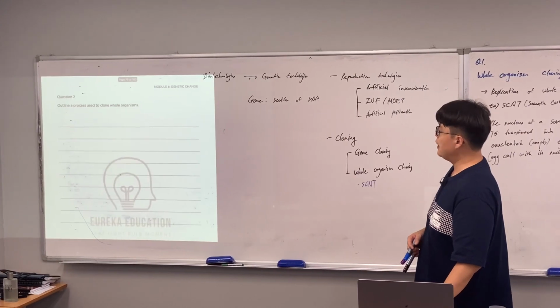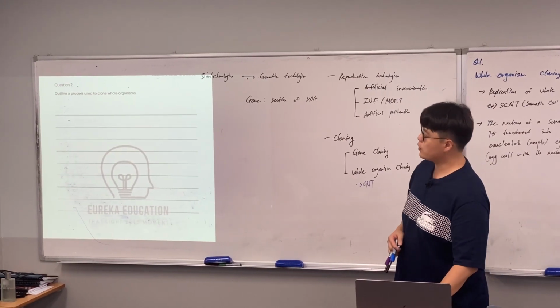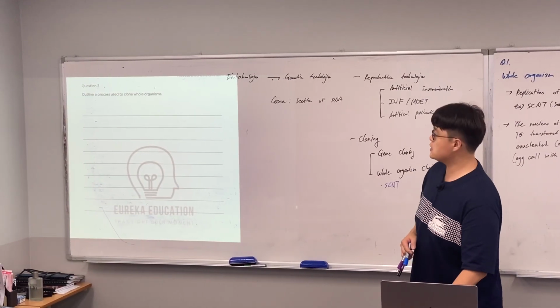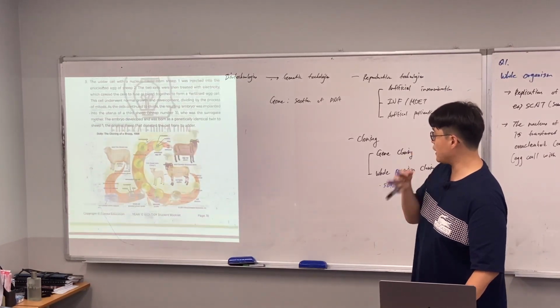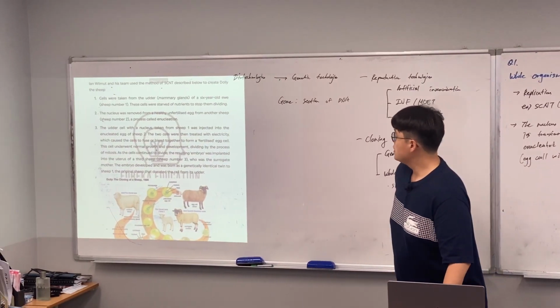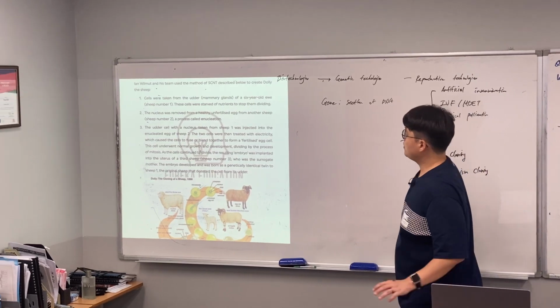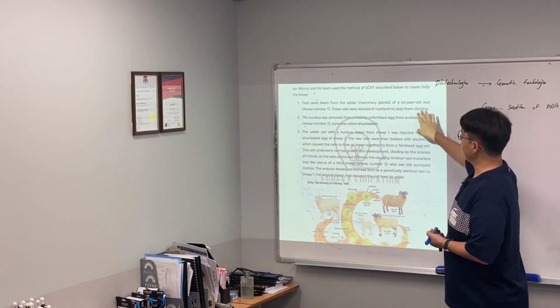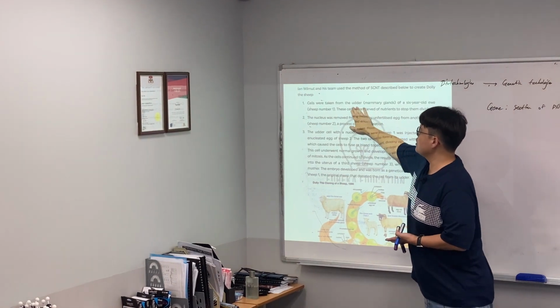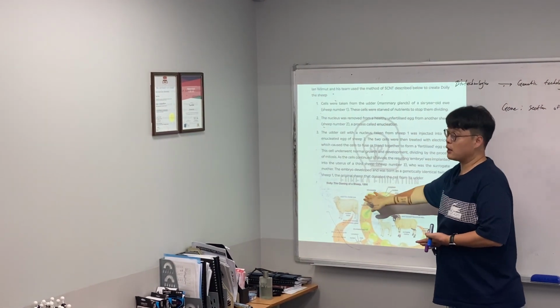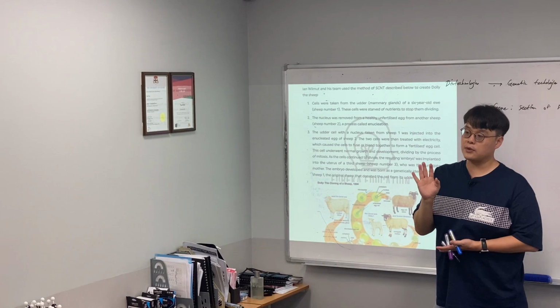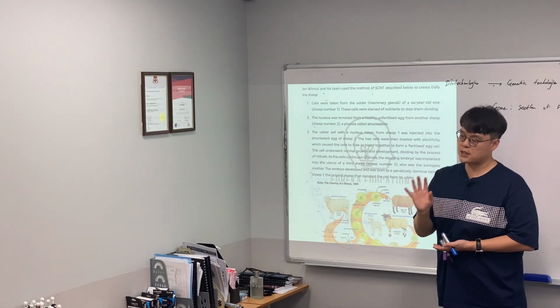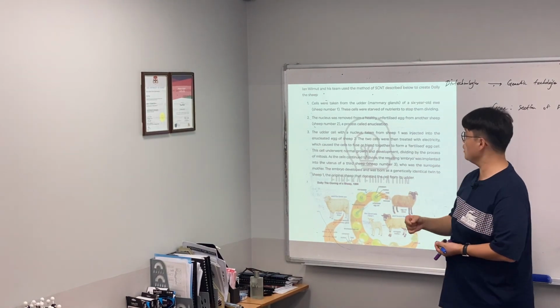Question 2. Outline the process used to clone the whole organism. This is described well on page 76. First of all, the cells were taken from the mammary gland of a 6-year-old ewe. So basically we are taking cells from one sheep. That shouldn't be a sex cell. That's a somatic cell, any of the body cells.